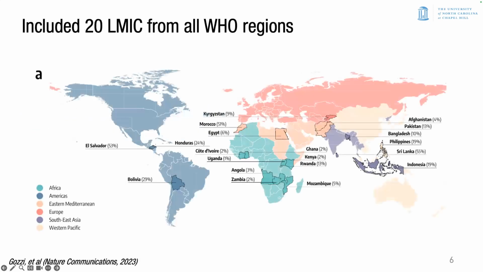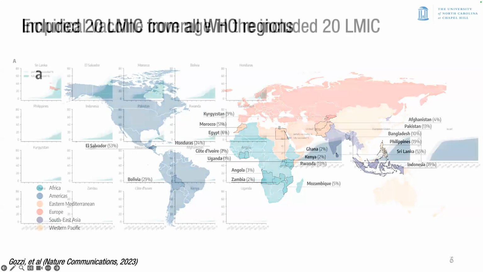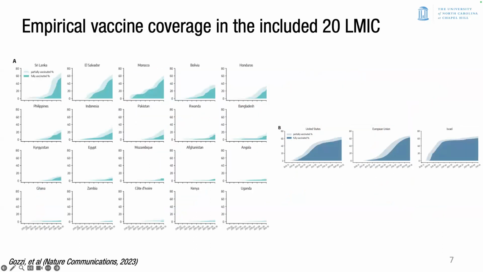They intentionally selected 20 LMICs from all WHO regions where the empirical data, including number of deaths and vaccination coverages, are available. Notably, due to the geographical characteristics of these LMICs, the majority of selected countries are located in either Africa or Southeast Asia, as you can see here. And these are the empirical vaccine coverages. While Sri Lanka and Morocco showed relatively higher vaccine coverage, the comparison with the US, this one, or Israel, this one, highlights the significantly delayed timing of rollout in these countries. Additionally, the rest of the included countries showed substantially low vaccine coverage across the study period.